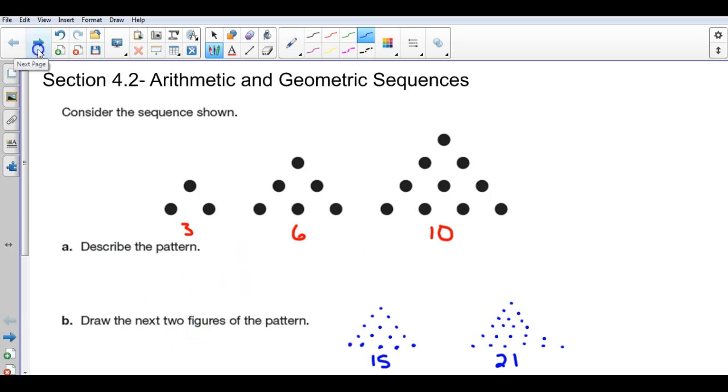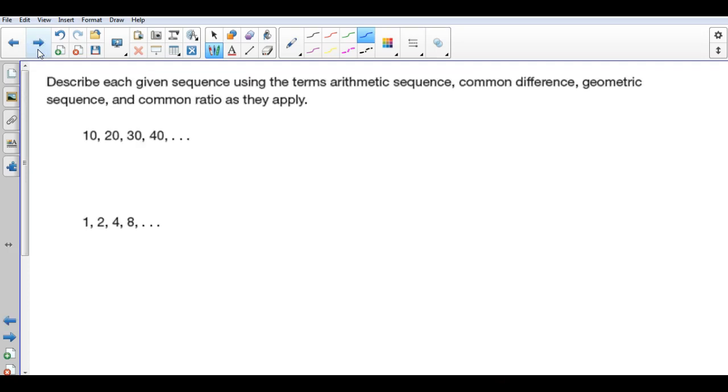So again, that's just showing what patterns look like. That one is going to be neither geometric nor arithmetic. And that's what we're going to talk about in this next part here. It says describe each given sequence using the terms arithmetic sequence, common difference, geometric sequence, and common ratio.